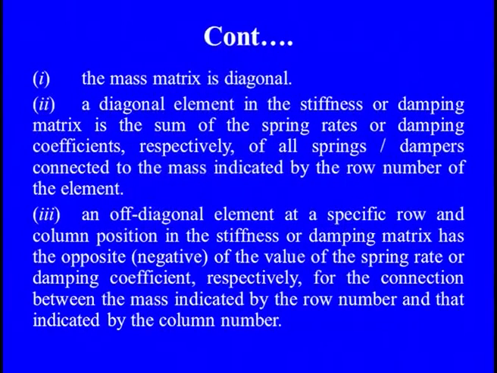And an off-diagonal element at a specific row or column position in the stiffness or damping matrix has an opposite, or negative, value of the spring rate or damping coefficient respectively. For that, the connection between the masses is simply indicated by the row number and the column number. So, what does that mean?